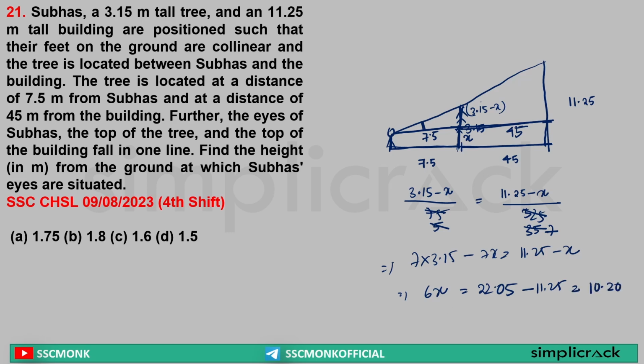Yes or no? Sir, 6x is equal to 10.20. So x is equal to 10.20 by 6. 6 1s are 6, 6 7s are 42, 0. So this is approximately what? 1.7 meter. That is option A is the right answer. We are not doing something really crazy. We are just doing what is required.